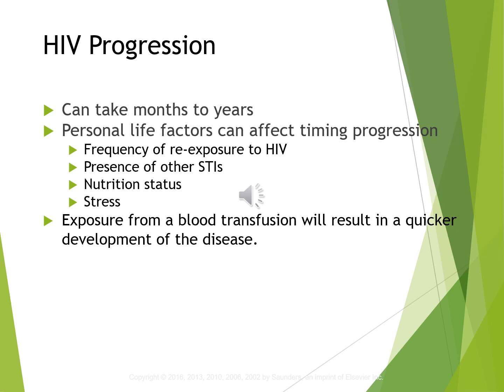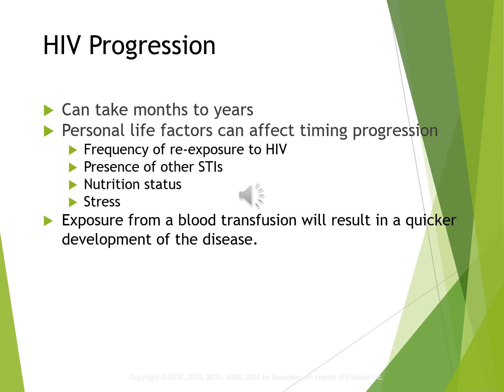Presence of other sexually transmitted infections is also something that can affect the timing of the progression. Nutritional status, that kind of makes sense. If the person is not well nourished, they can't fight off infections as well, so that will also affect it.